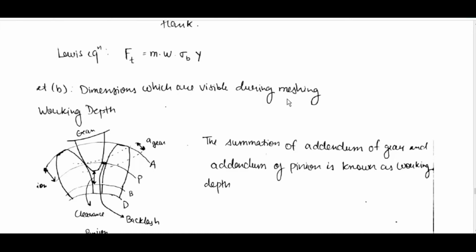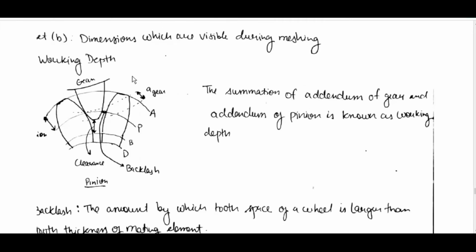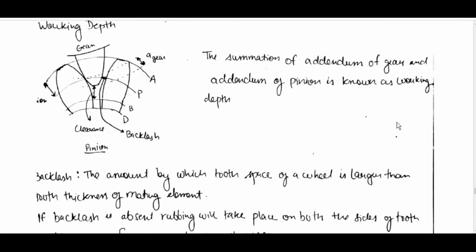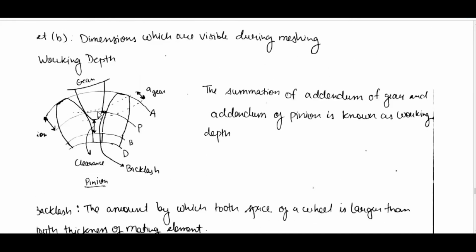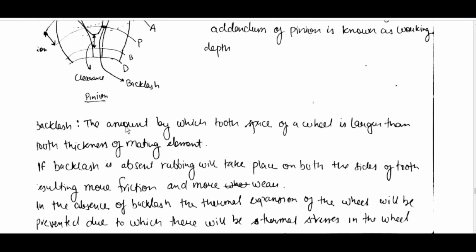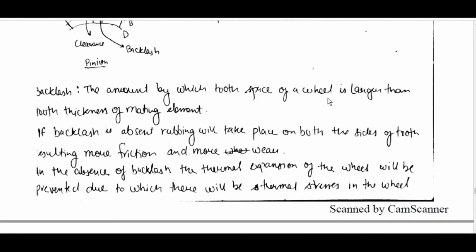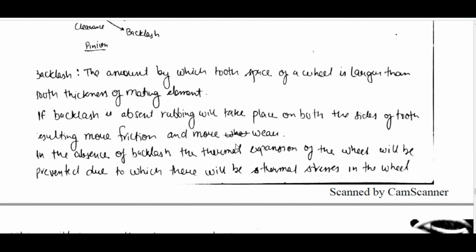Some dimensions which are visible during meshing. Working depth: the summation of addendum of gear and addendum of pinion is known as working depth. Clearance: this is clearance. Backlash: the amount by which tooth space of a wheel is larger than tooth thickness of the mating element. If backlash is absent, rubbing will take place on both sides of tooth, resulting in more friction and more wear.